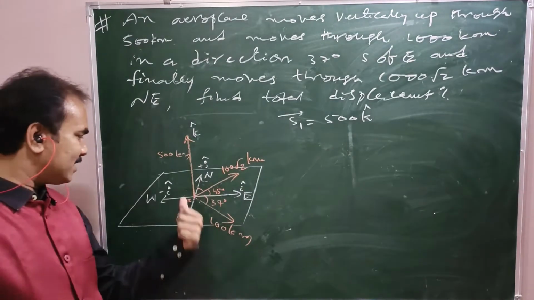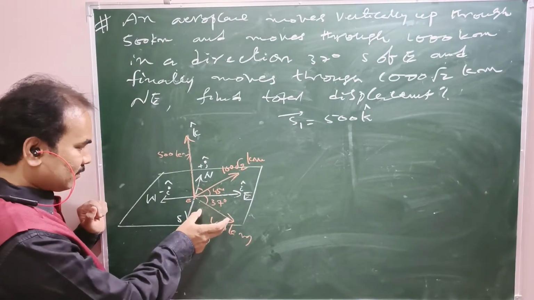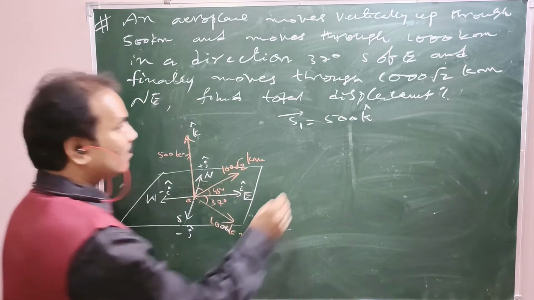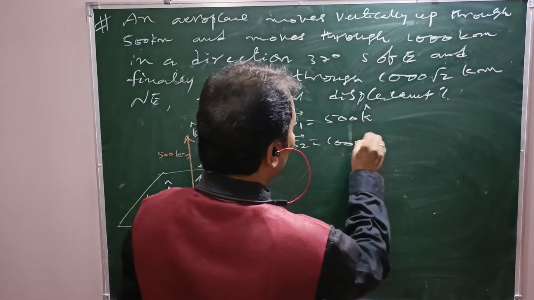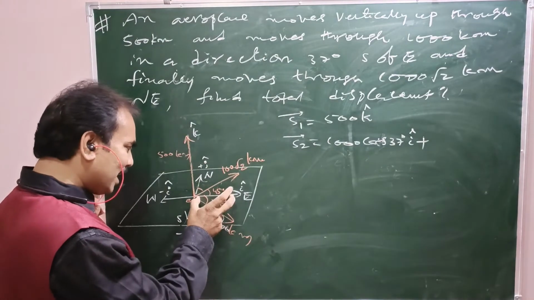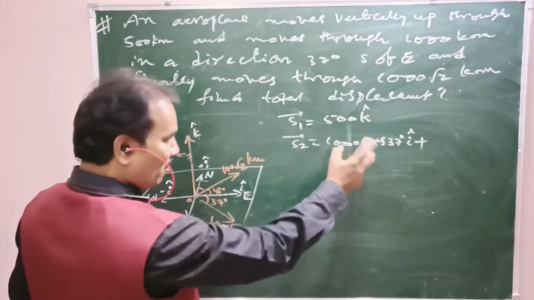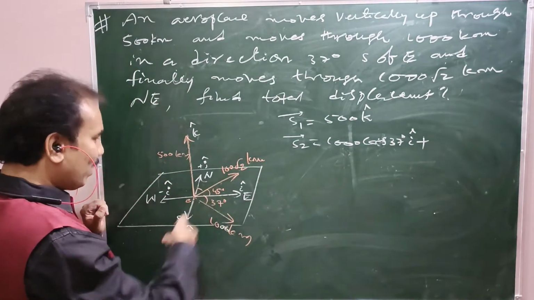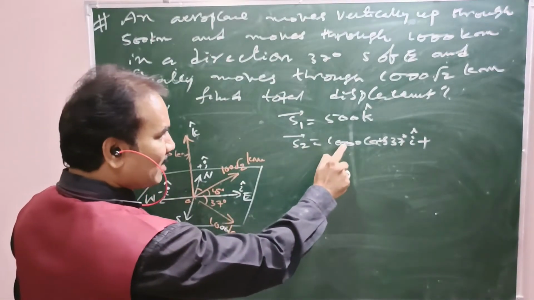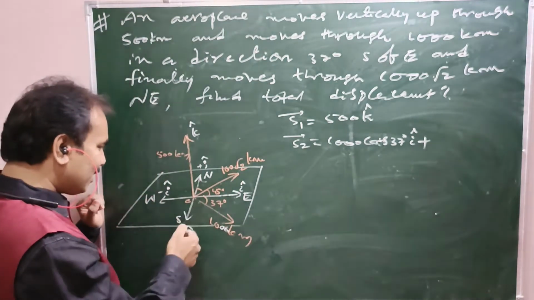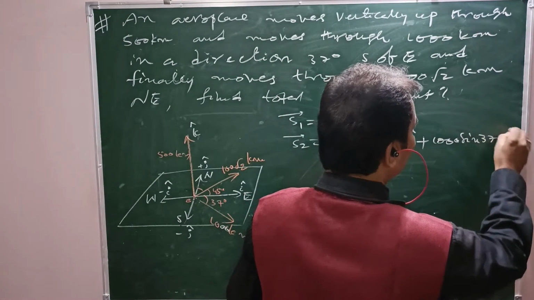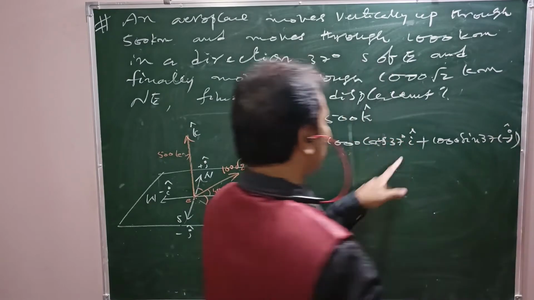Now what about S2 bar? This is S2 bar. S2 bar equals 1000 cos 37 into i cap, x component, plus y component into j cap. What about the y component? This vector lies in the fourth quadrant, so x is positive and y is negative. So x is 1000 cos 37 into i cap, and y is 1000 sin 37 into minus j cap. So x positive, y negative.